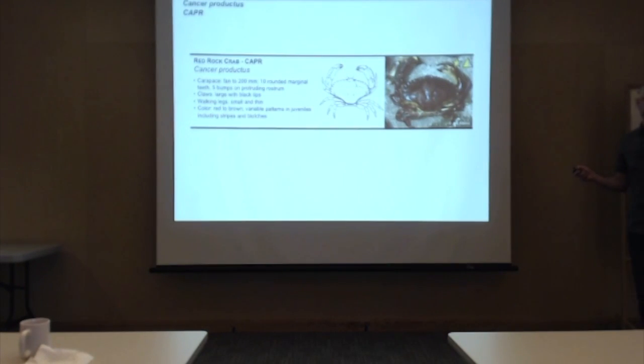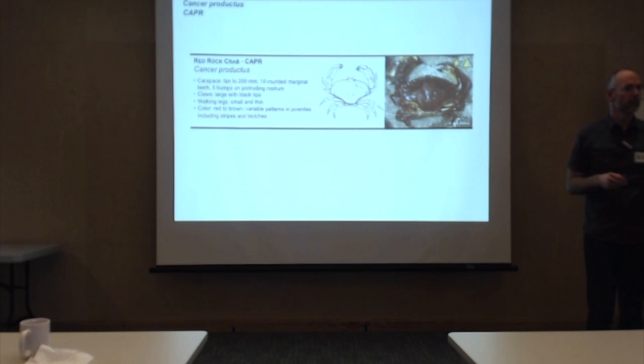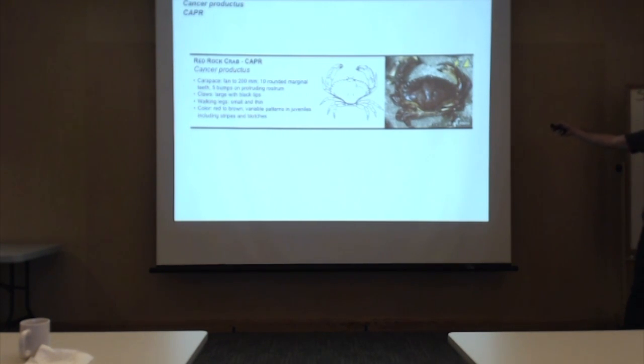Now, I mentioned that we have the graceful crab and the Dungeness crab, and they are cousins. Well, this guy is the third cousin twice removed, the red rock crab, a relative, but a more distant relative. Red rock crab, we expect this to be a nice big red crab. That's not always the case, especially when they're smaller. So I'm going to walk you through some of the features of this guy.